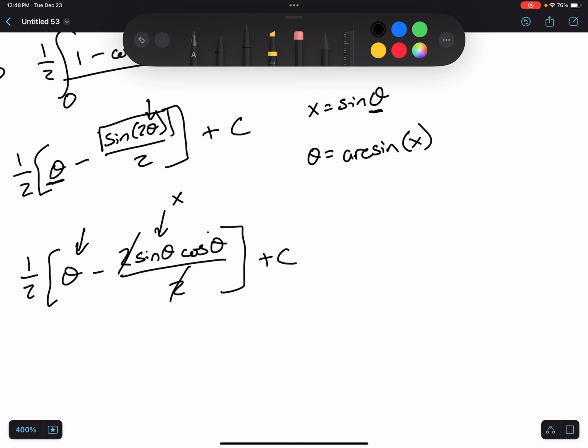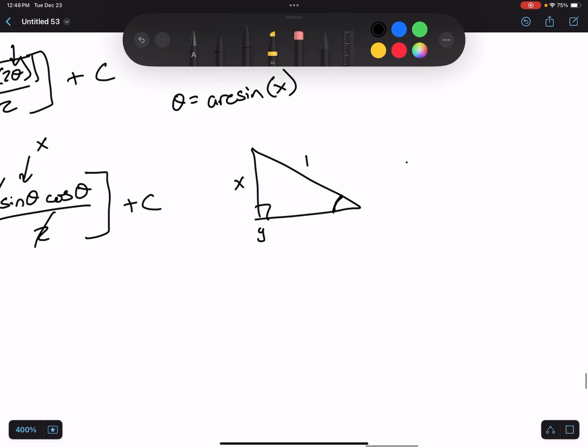And so now we just need to solve for cosine theta, and we can do that by drawing a triangle. We'll use this angle here as theta, and we know that sine theta equals x, sine of course being opposite over hypotenuse, and so we'll have x over 1, and we'll call this y for now. If we solve for y, what we get is 1 squared equals x squared plus y squared, and so y equals the square root of 1 minus x squared. So we can rewrite that here, the square root of 1 minus x squared. And cosine, of course, is adjacent over hypotenuse, and so cosine is just the square root of 1 minus x squared.